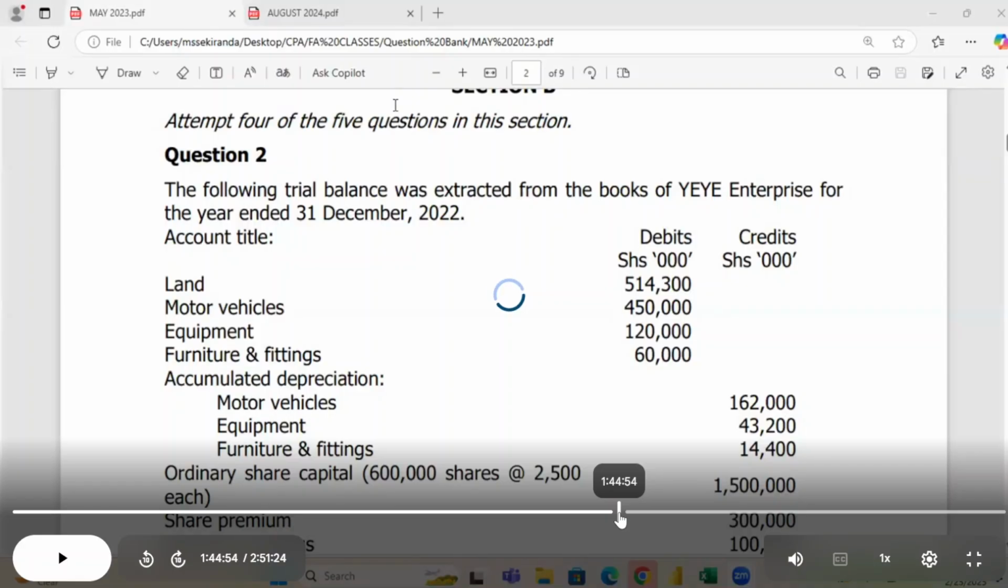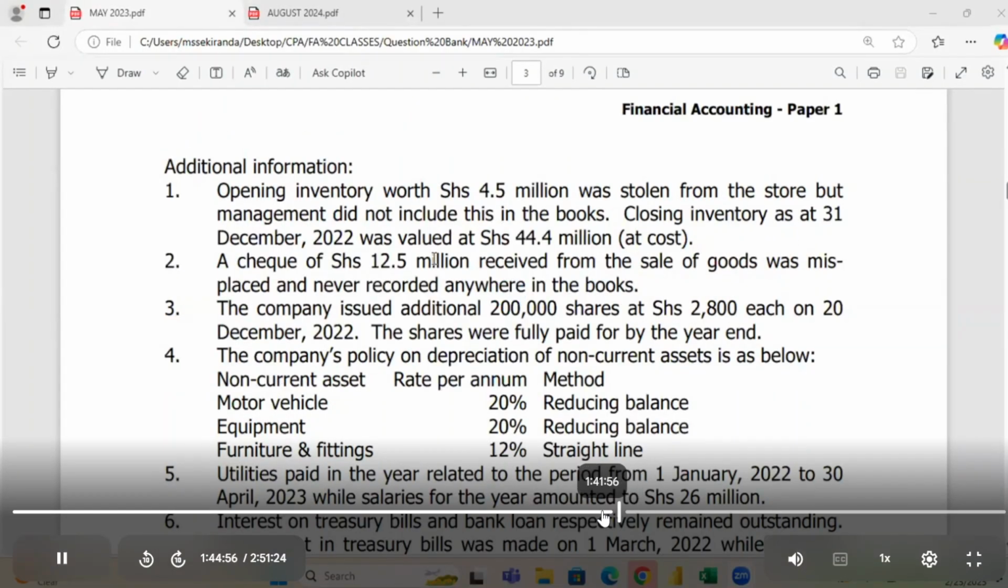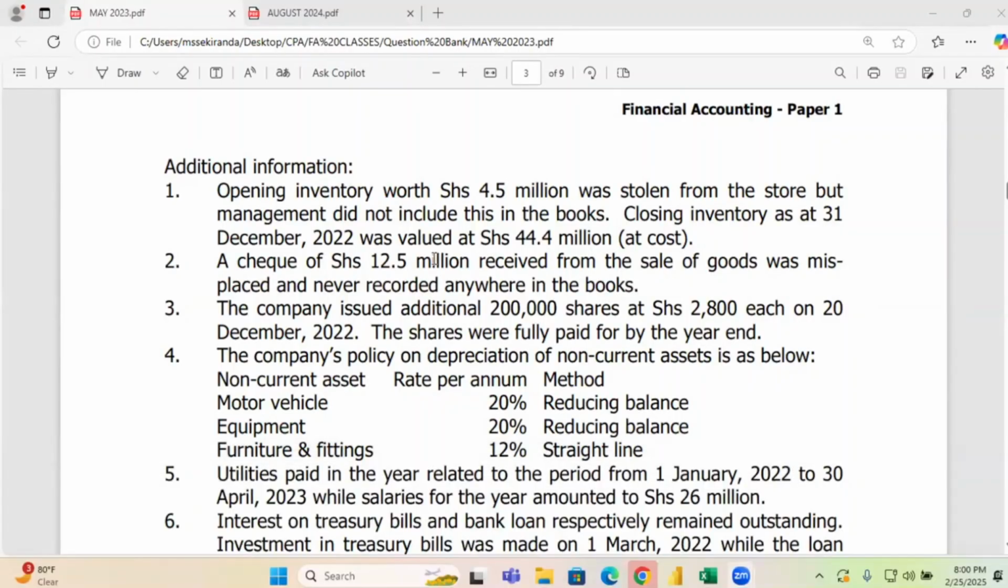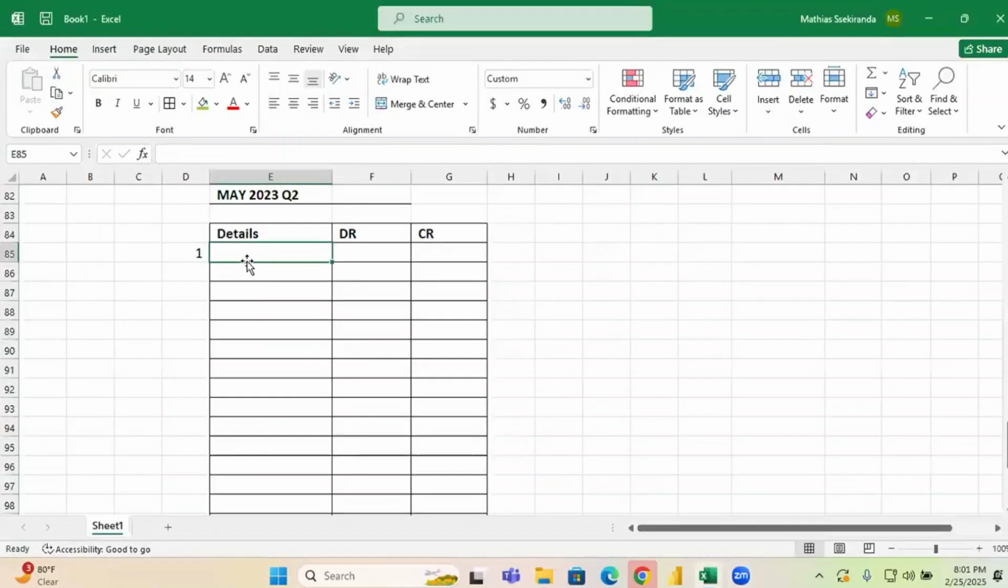Math 4.5 was stolen from the store, but management did not include this in the book. Closing inventory as at 31st December 2022 was valued at 4.4.4 at cost. So the one that was not included, they want you to include it in the books by passing journal entries. And we all know that stolen inventory is normally a cost, okay? It is normally a cost because you have lost it.